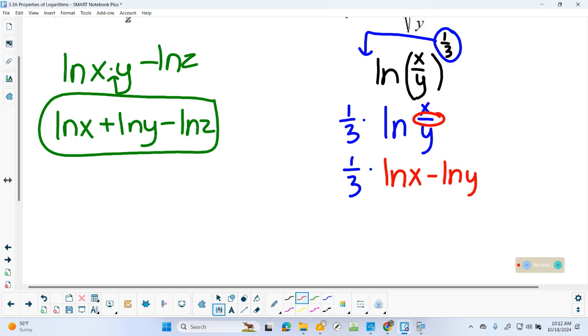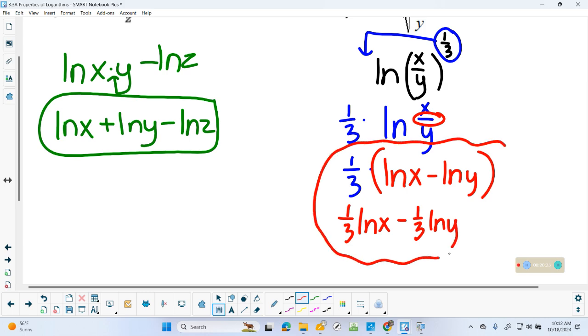Now I'm going to do one more thing, and you have choices how you write this answer. Remember that 1/3 applies to everything I wrote in red. So I'm just going to put parentheses around it. You could distribute the third through if you wanted and put 1/3 ln x minus 1/3 ln y. I don't care. All the same thing. But just make sure you recognize that 1/3 is applied to the entire expression. Any questions on that guy?